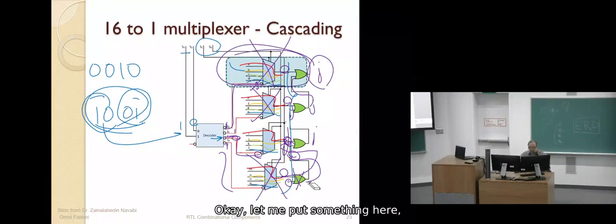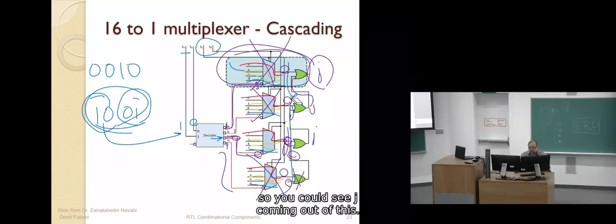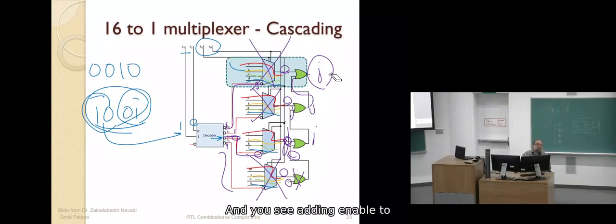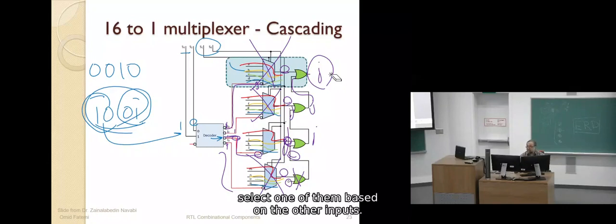Okay, so let me put something here so you could see J coming out of this. This one is getting zero because it is inactive. This one is active, so J comes out. J goes here, ORed with zero, which is coming from this multiplexer and this one. You see, adding an enable to the multiplexer helps us to select one of them based on the other inputs, and we used a decoder to do that. The decoder would do that.